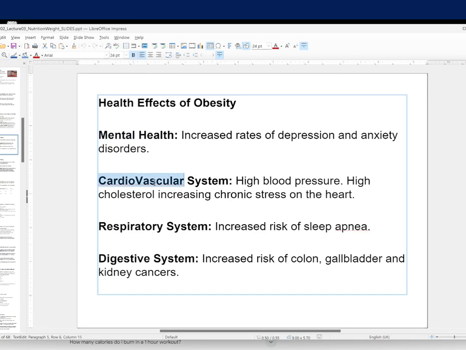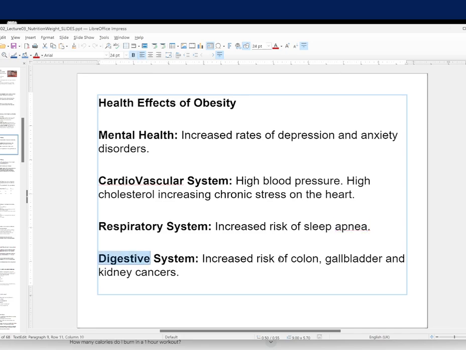I said heart disease, and that's part of the cardiovascular system. Respiratory: sleep apnea is when the person stops breathing in the middle of the night and they're snoring heavily. The snoring is not that big of a problem. It just creates relationship issues, but as a physical medical situation, the real problem is that snoring means they probably have periods of apnea where they stop breathing altogether.